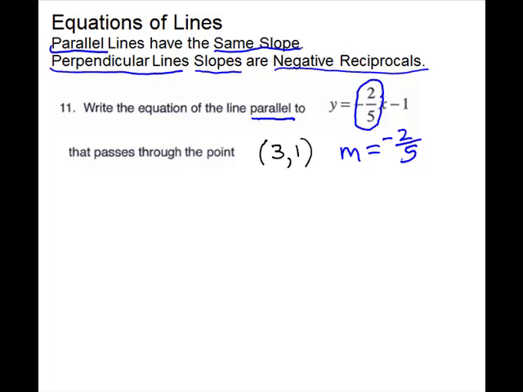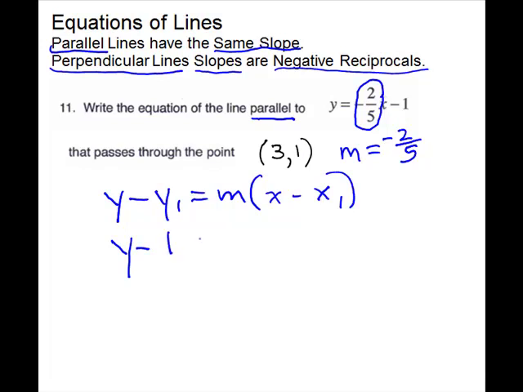So we're going to need to plug into the point-slope form. So you need to make sure you memorize that. It is y minus y1 equals m times x minus x1. So we're going to substitute into the one with subscripts. So we have y minus, our y1 will be from our point, 1 equals negative 2/5 times x minus 3. To get standard form, we need to clear out our fraction.